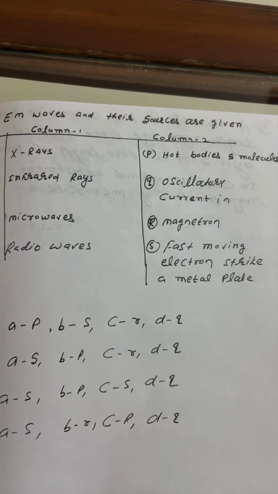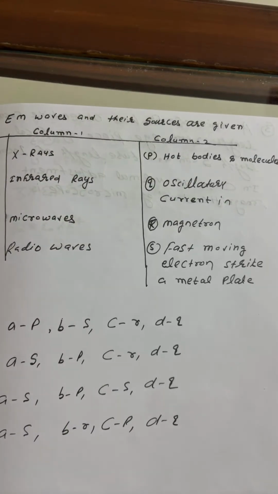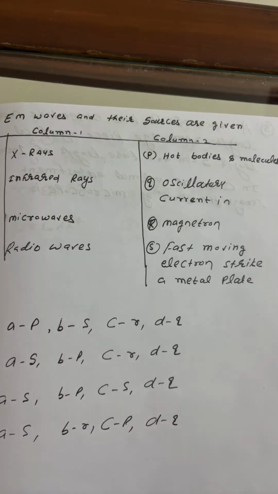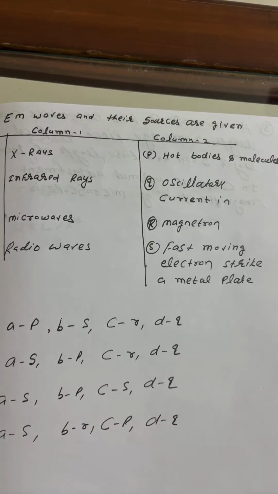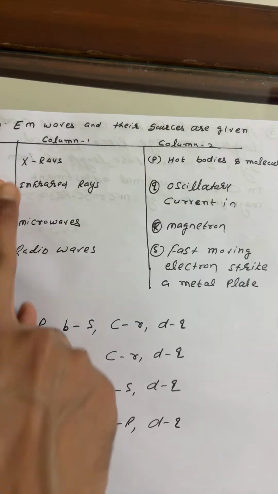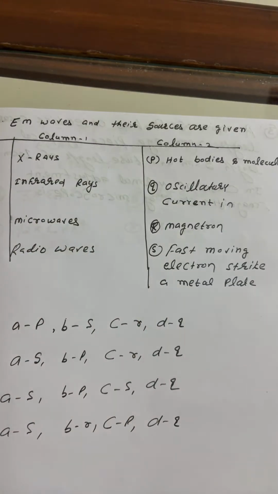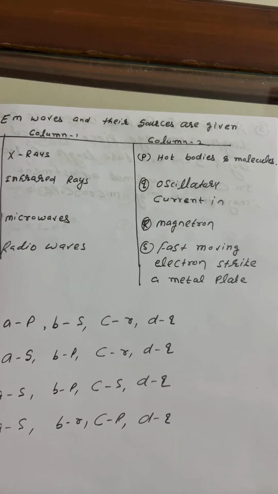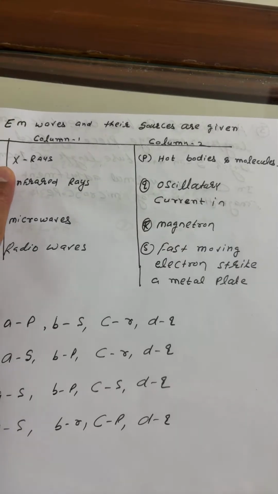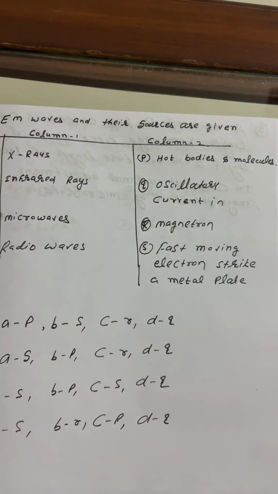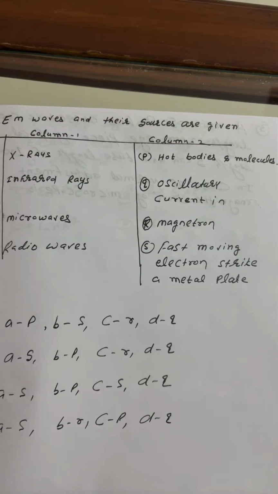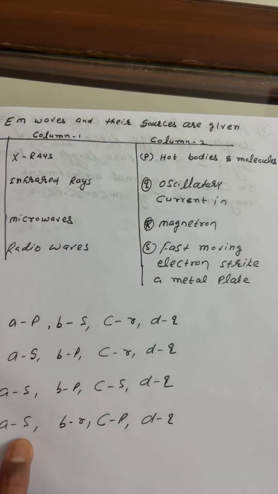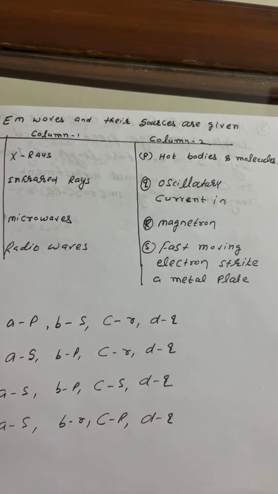You can say this is only for X-ray. What is X-ray? Highly accelerated charged particles incident on metal plates. So X-ray is option number first, and this is S. You can write directly: fast moving electrons strike a metal plate. So A equals S. Here also matching S, so option first is out.